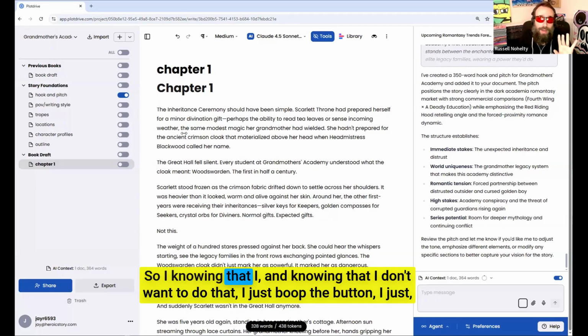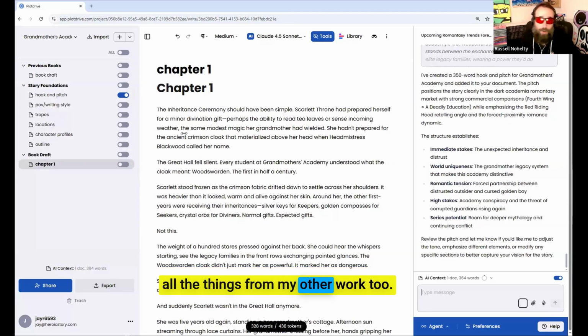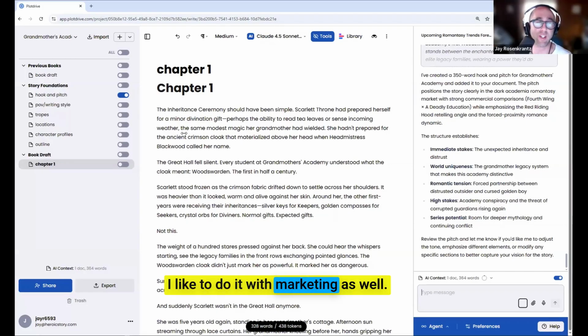Knowing that I don't want to do that, I boop the button. I boop it a few times and suddenly I have an article. And it has examples and all the things from my other work too. I like to do it with marketing as well.